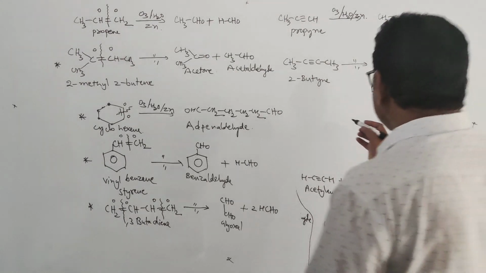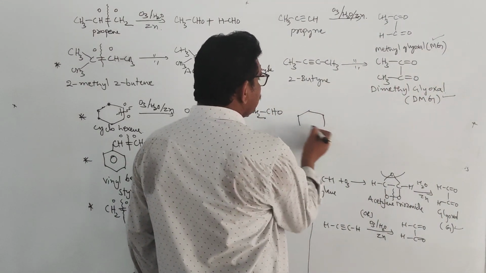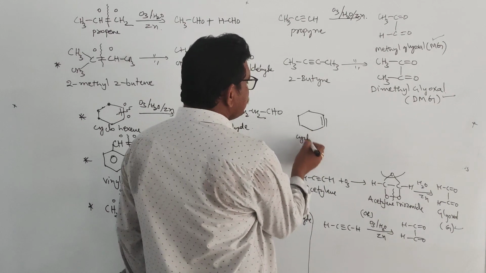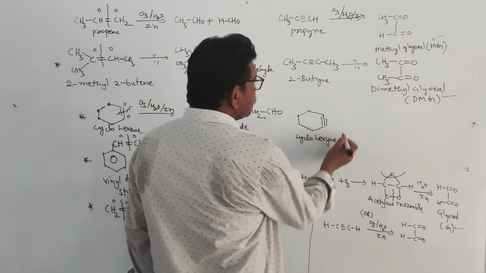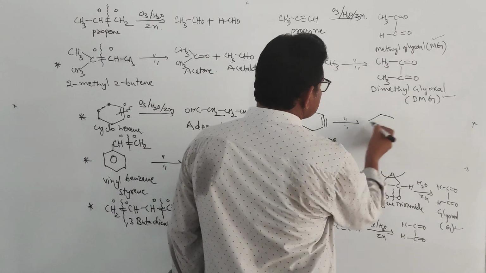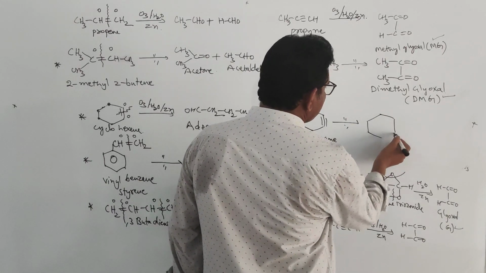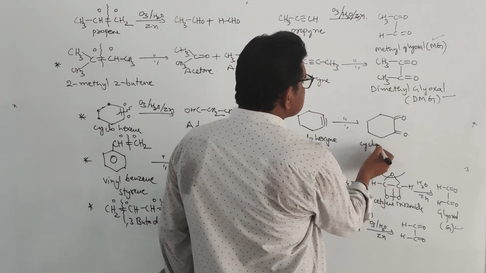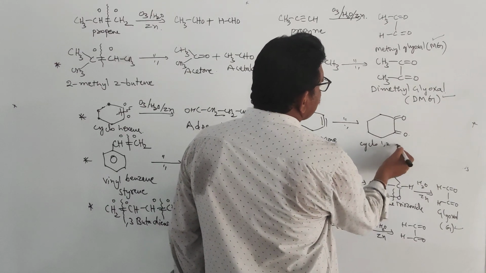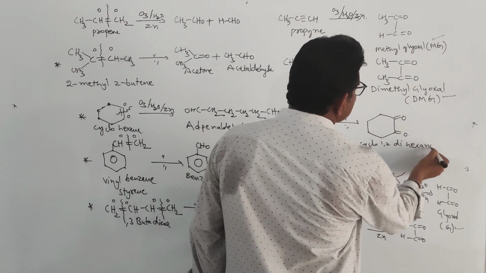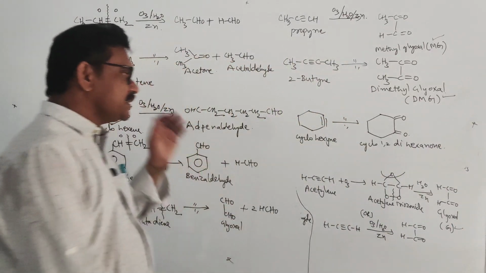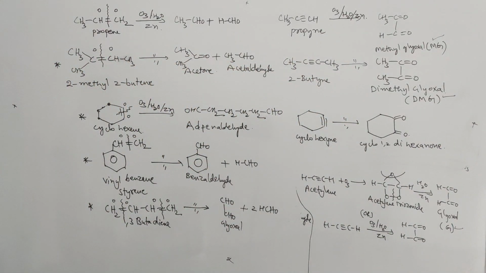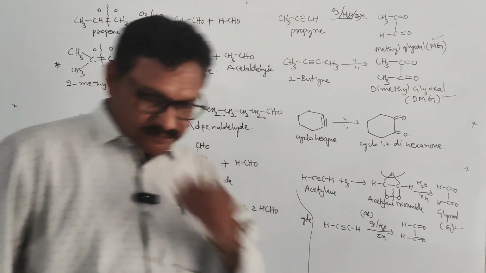Okay, for example, here you take, what is that? You can take the molecule cyclohexyne. On ozonolysis, here you are getting a compound like this, with double bond O. This is called what? Cyclohexane-1,2-dione.